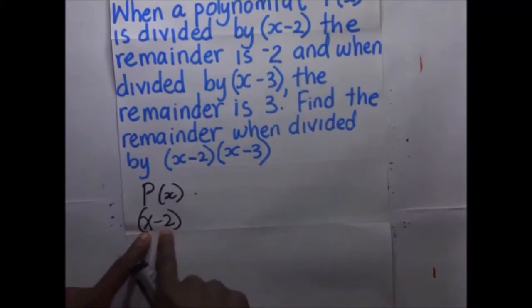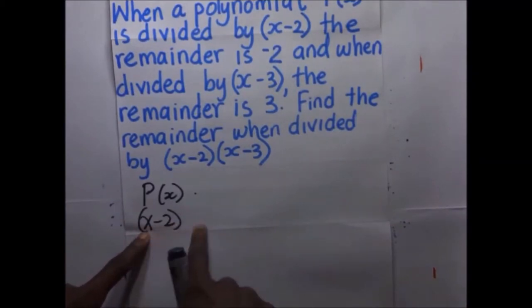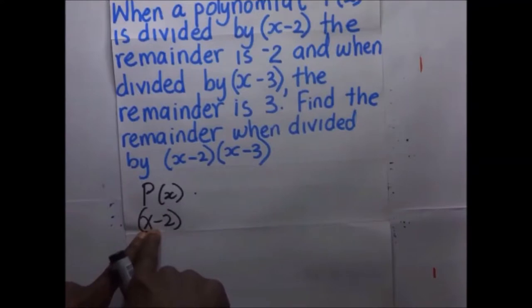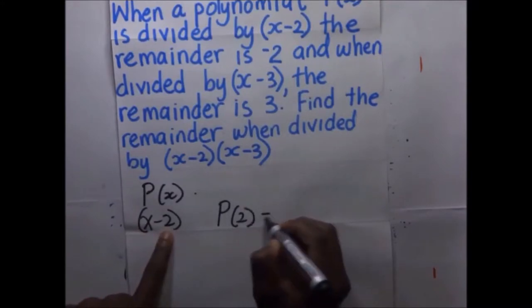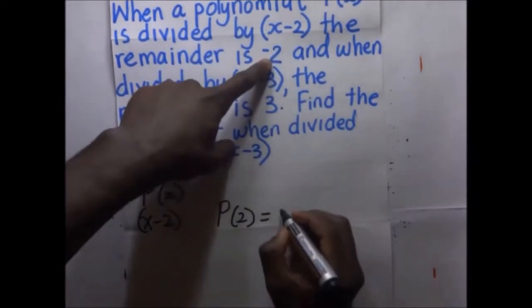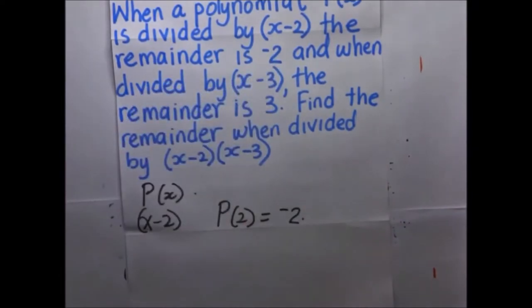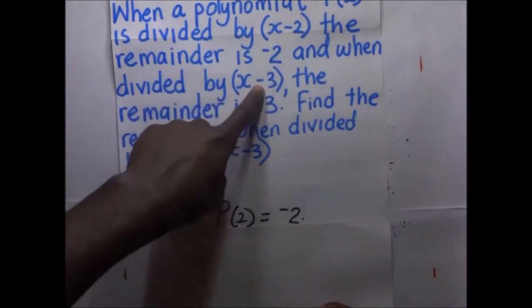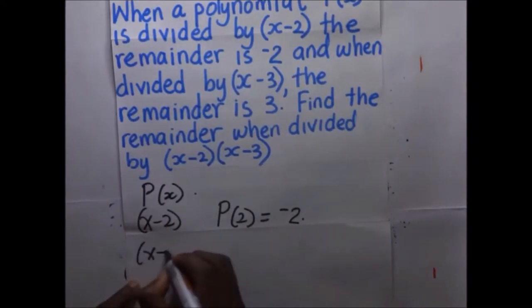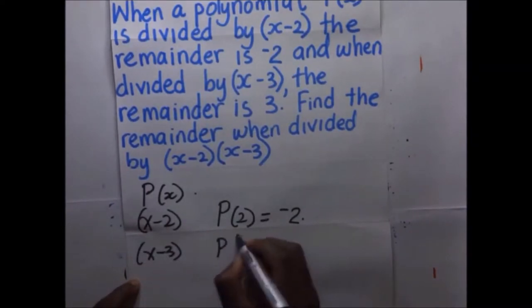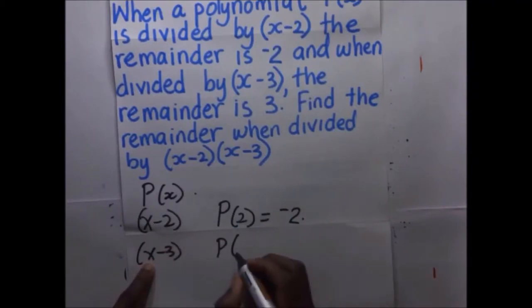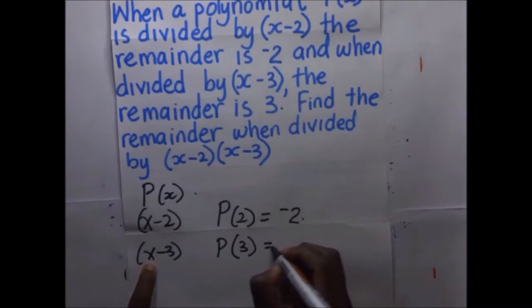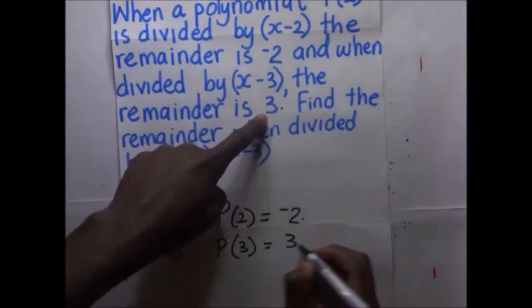it means that the value of X is going to be 2, because X minus 2 equal to 0, making X the subject of the formula, the value of X will be 2. So it means that P of 2 is going to be equal to the remainder. What's the remainder? Negative 2. And when it is divided by X minus 3, it means that when the value of X is 3, the remainder is 3.